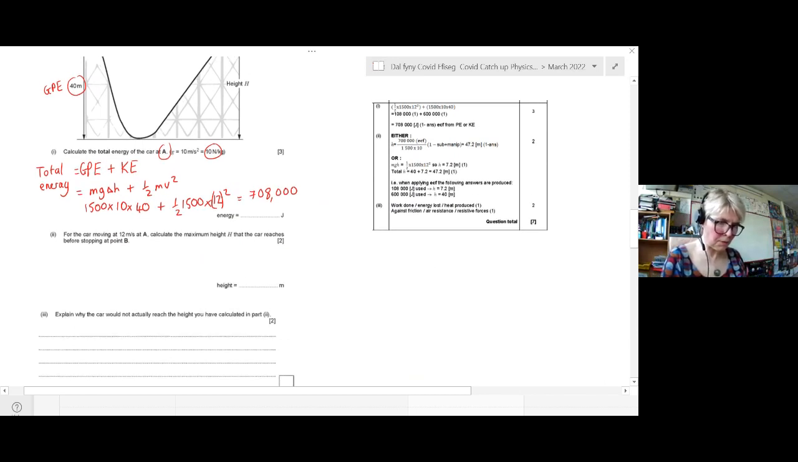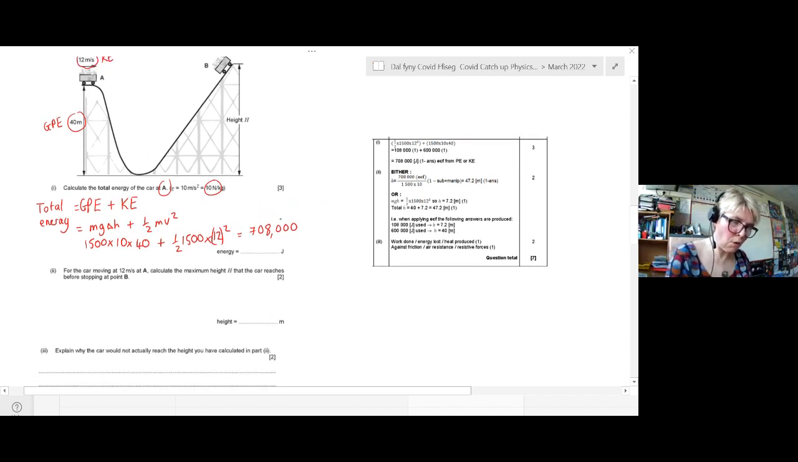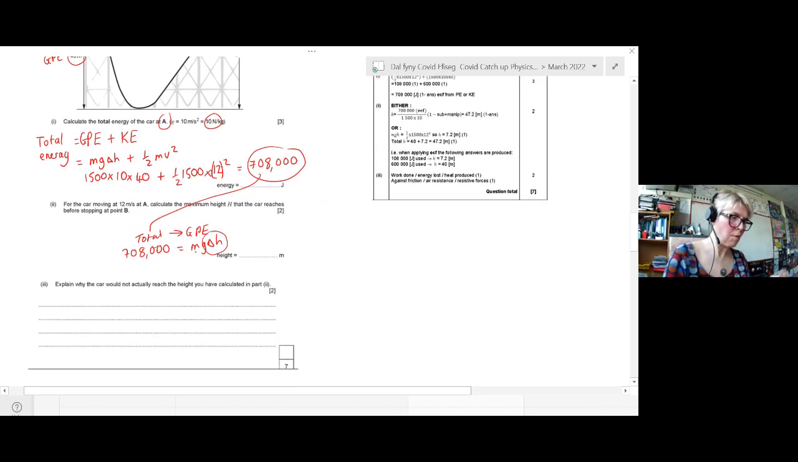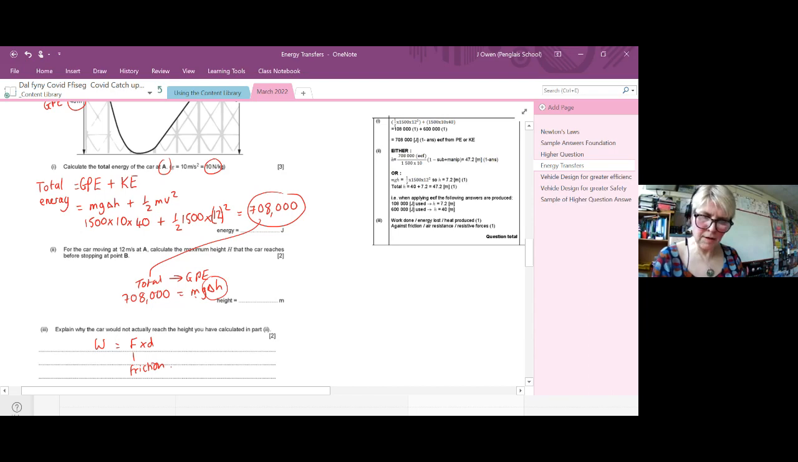So for the car moving at 12 meters per second at A, calculate the maximum height that the car reaches before stopping at point B. What we've got to assume is that all of this energy is the total energy, and that gets converted into gravitational potential energy. So you can say that 708,000 is equal to mgΔh, and then you can rearrange it. You know the mass, you know g, and so you can work out the change in height. But why doesn't it actually reach that height? Because it gets converted into doing work against the resistive forces, i.e. friction along the track. Have I done enough there? Probably not to get my mark, but I will.